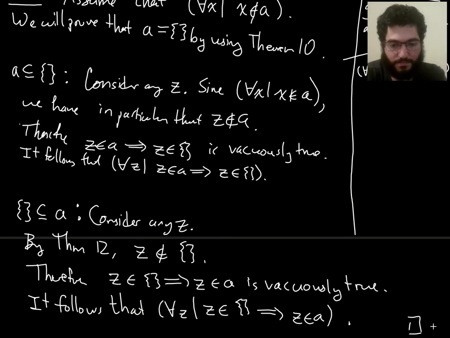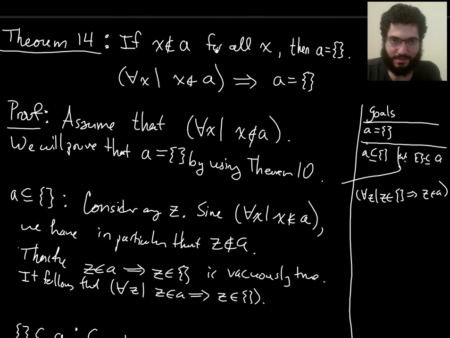Okay, that's it. So the empty set is the only set that is empty. So Theorem 12 says it is empty. Theorem 14 says nothing else is empty. If you thought you had something else that's empty, it's in fact just another name for the same thing, the empty set.